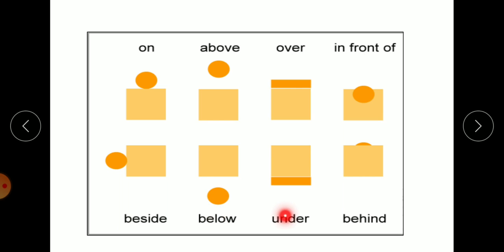Now coming to under. Under is used when one thing is covered by the other thing. Like यहाँ पे अगर आप देखें तो this thing is covered by the box, so that is under. Like when you are sitting for studies near the table, what happened? Your legs are covered by the tabletop. Legs tabletop के नीचे होते हैं, so they are covered. So we will say legs are under the table.